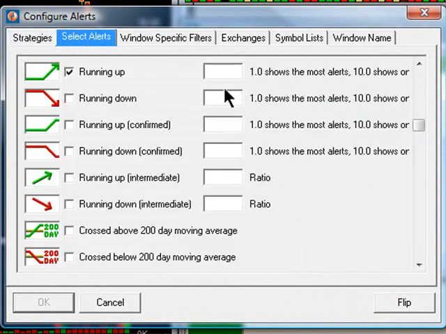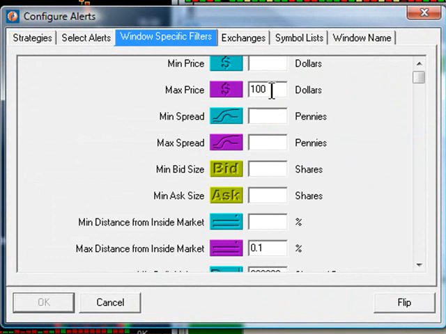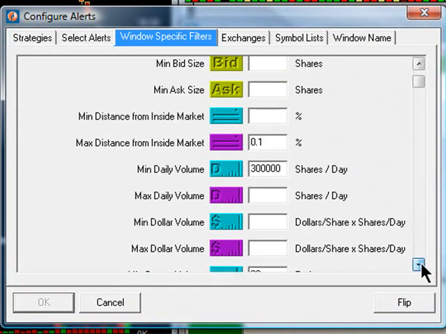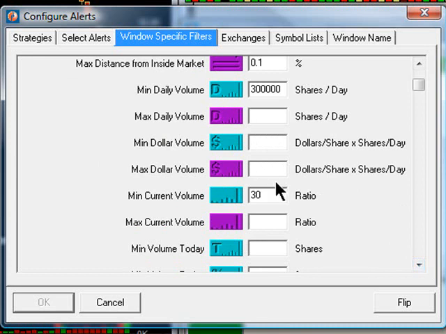We used the running up alert to generate the trigger, and for the filters we used a maximum stock price of 100, our bad print filter so that nothing late or out of the market is setting off the alerts, and a minimum daily volume filter of 300,000 shares. But to really hit this strategy where it's important, we use the filter called minimum current volume set to 30.